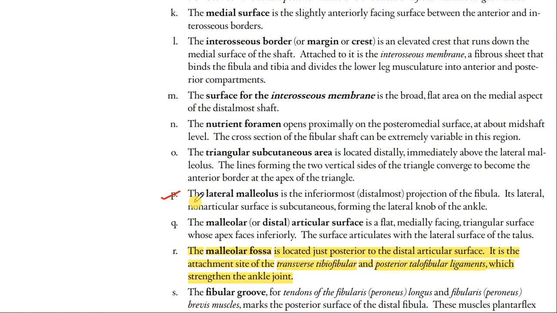Also, we can take up the lateral malleolus, because again it's a very important landmark in the distal end. It is the inferior-most, distal-most projection of the fibula. Its lateral non-articular surface is subcutaneous, forming the lateral knob of the ankle. Very important. Like yesterday we got confused with the medial malleolus of the tibia, and we were associating it with the ankle, so that was not correct. In fact, it's the lateral malleolus of the fibula.